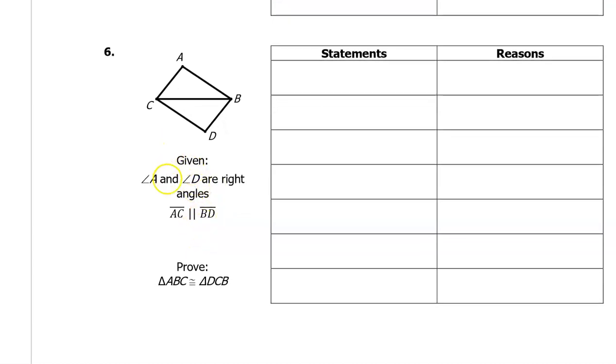Problem number 6. Let's start with the given. Angle A and angle D are right angles. So angle A, I need more space. Let me write a little smaller. Angle A and angle D are right angles. That is given.